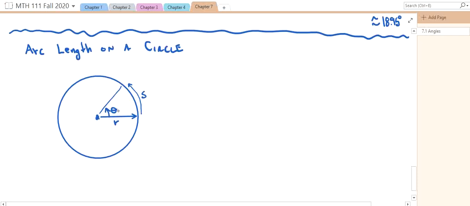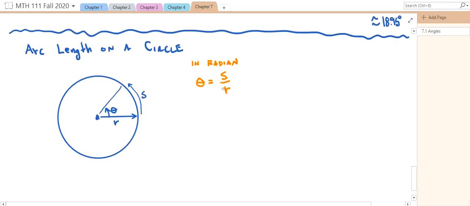Now, if this angle is in degrees, it's kind of difficult to figure out what this length S is. However, if our angle is measured in radians, or we convert our angle to radians, then it's related to the radius. And if it's related to the radius, that means the angle is proportional to the radius. So theta equals S over R. But this is in radians. Now you can't do this with degrees.